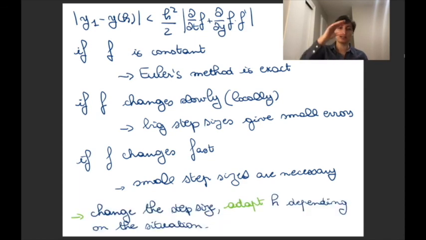The idea of changing the step is the idea behind adaptive methods. We adapt the step size depending on the situation we have around us. If the situation is bad, we go very slowly. If the situation is really good, we don't care and we go fast.